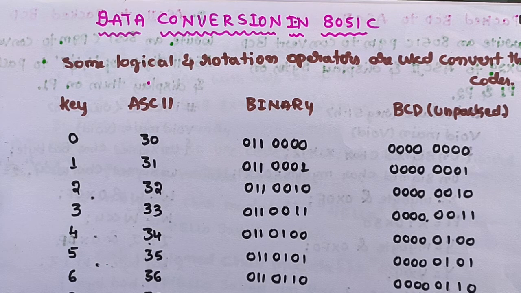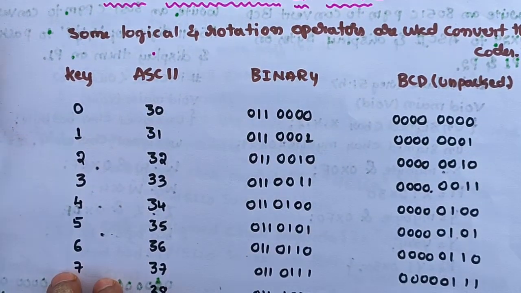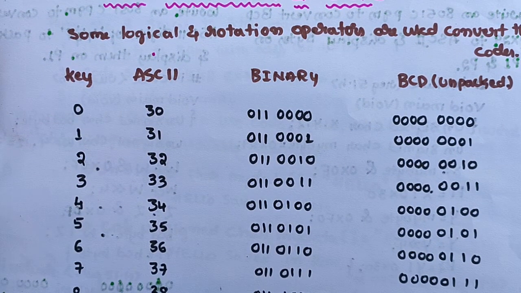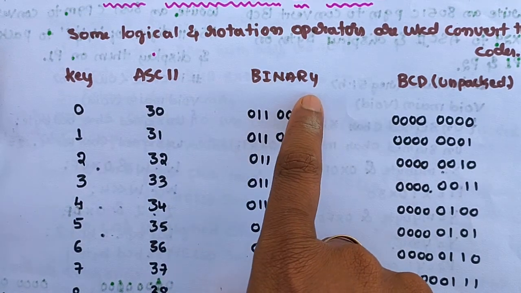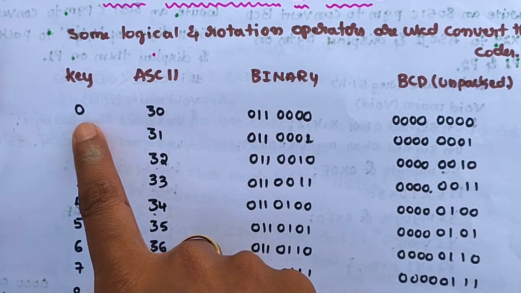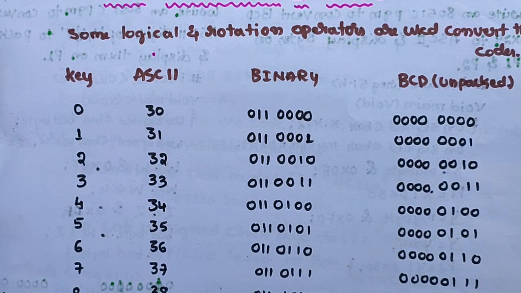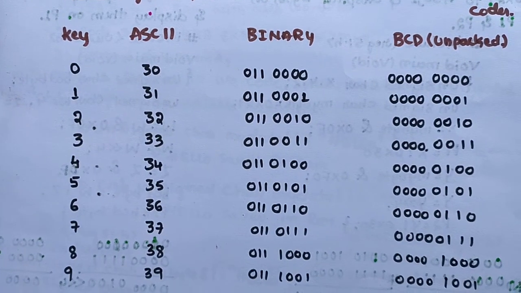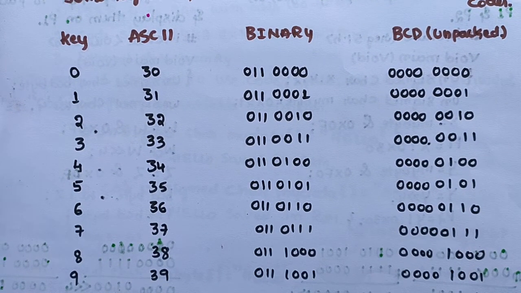So in this lecture we are going to discuss the data conversion programs in 8051C. The basic conversions we use in 8051C are ASCII. Here is a table which defines the number systems: ASCII value, binary value and BCD value. The key terms are 0 to 9, which have different ASCII, binary and BCD values.